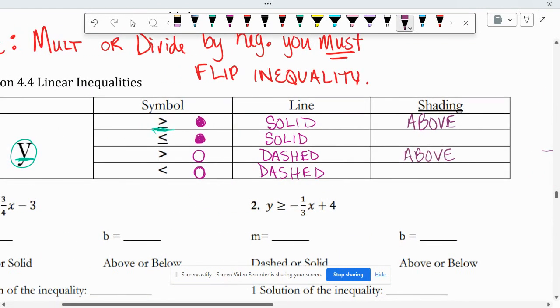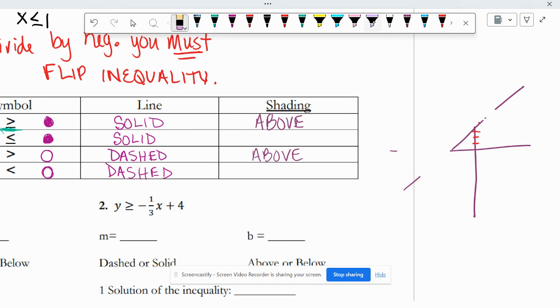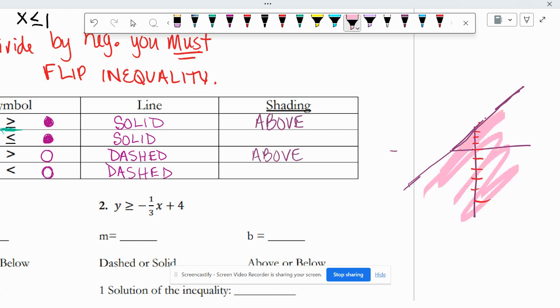If I had y is less than, my y values are less than my line. All my y values are less than the line I just drew. Where would I shade? I would shade below.